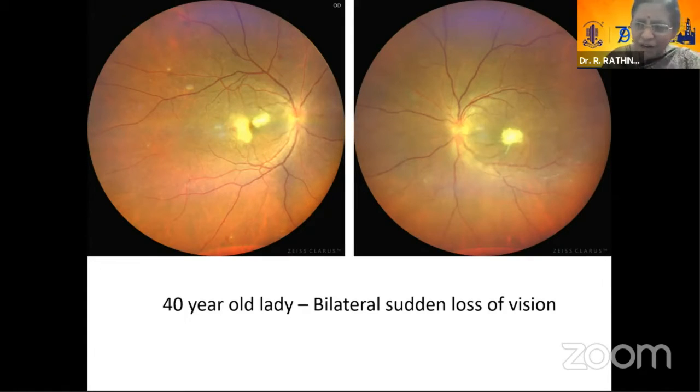Now we are coming to a contrast diagnosis. A 40-year-old lady came with bilateral sudden loss of vision. We usually think it is retinitis, bilateral retinitis. Bilateral retinitis in an immunocompetent patient is very rare. Toxoplasmosis we may think, but media is very clear. We thought it could be septic retinitis.